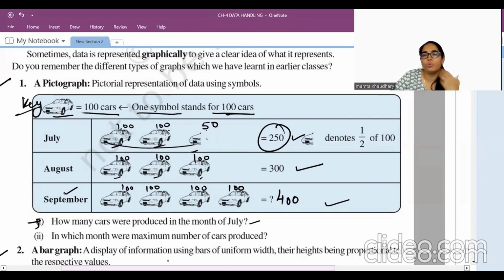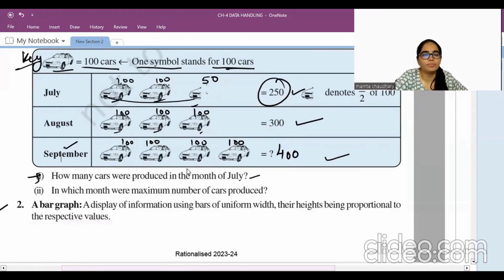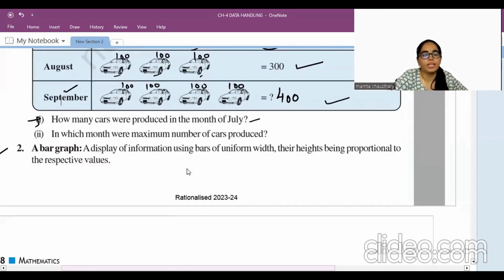So I hope you understood this pictograph method. Basically, these are the pre-knowledge that you should be aware of. Because here, basically, we will draw a pie chart, but you should be aware of all these, what is a pictograph, what is a bar graph, what is a double bar graph. About all these things, you should be aware. Right. Now, the second one.